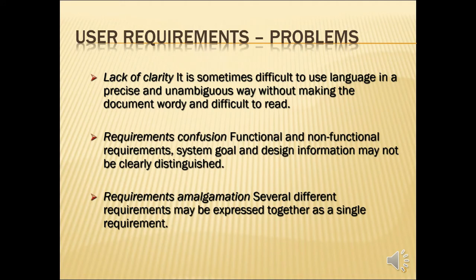However, various problems can arise when requirements are written in natural language sentences in a text document. First, lack of clarity. It is sometimes difficult to use language in a precise and unambiguous way without making the document wordy and difficult to read. Second, requirements confusion. Functional requirements, non-functional requirements, system goals, and design information may not be clearly distinguished. Third, requirements amalgamation. Several different requirements may be expressed together as a single requirement.